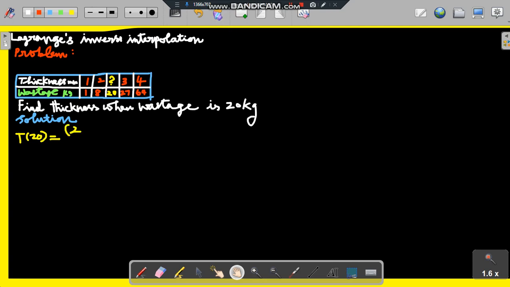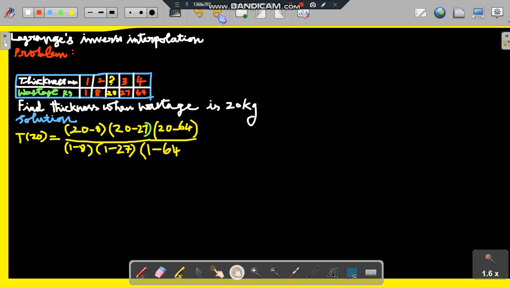Now look at that. For the first term, you leave the first number, so we have 20 minus 8, 20 minus 27, 20 minus 64 divided by 1 minus 8, 1 minus 27, and 1 minus 64, and we multiply by this number, which is 1.